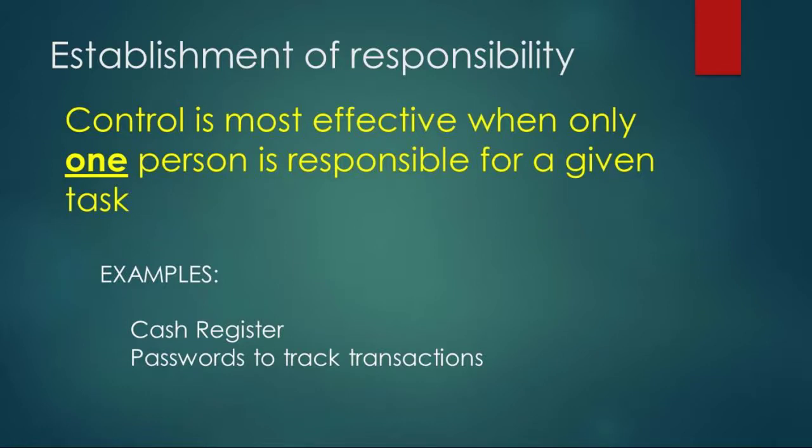Establishment of responsibility. This control is most effective when only one person is responsible for a given task. Classic examples are the cash register or passwords to track transactions. If I'm signed on to my computer and I leave, I sign out. If somebody else wants to use my computer, they sign in with their own sign-on and password, and all those transactions are captured. When somebody is working the cash register, they are responsible for making sure they collected the proper amount of money, checks, or credit card receipts. If 3 people are working the cash register and money is missing, you don't know which one of them was working when that error or fraud occurred. So you want to establish responsibility for the task.